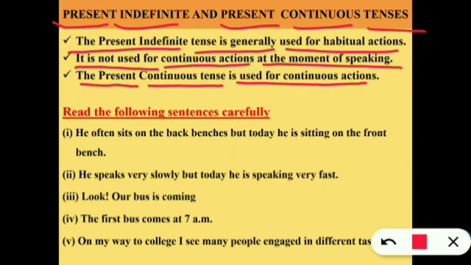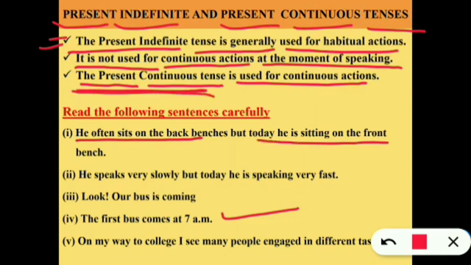Here, the first point says the habitual action. Say for example, the first bus comes at 7 a.m. He generally sits on the back. He often sits on the back. Alright, but the next portion is the present continuous. Today he is sitting on the front bench.